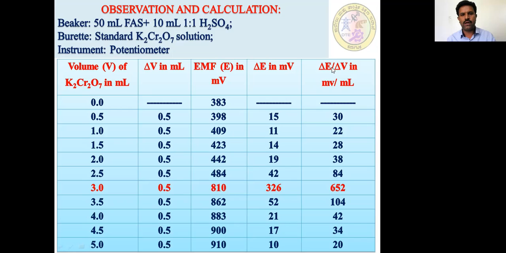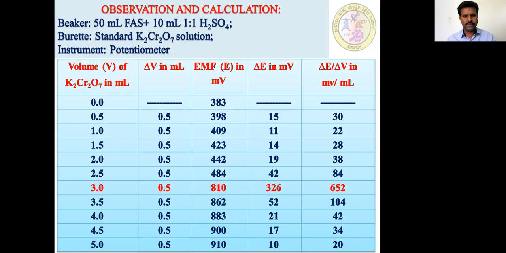So the last column is the ratio of delta E divided by delta V. 15 is the delta E value and 0.5 is the delta V. 15 divided by 0.5 is 30. Similarly, 11 divided by 0.5 is 22. 14 divided by 0.5 is 28. Similarly, 326 divided by 0.5 is 652, etc. In this way, we can calculate delta E divided by delta V in millivolts per ml.